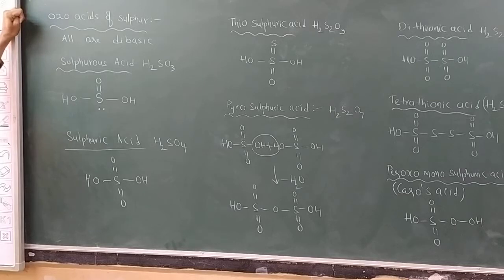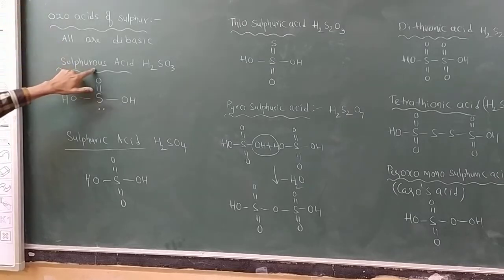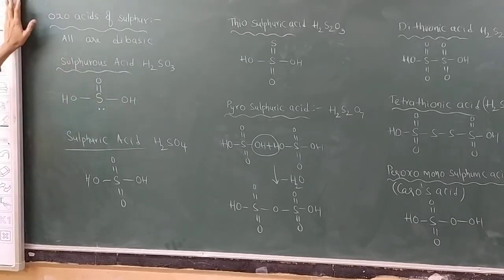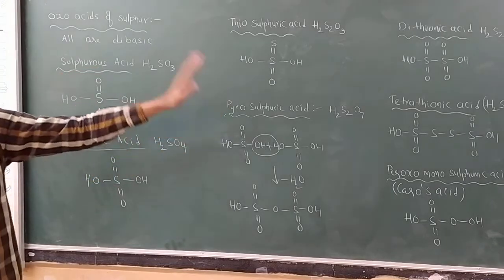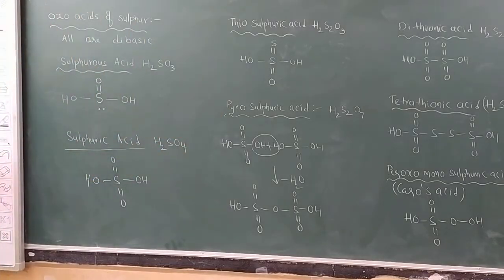And if you observe here, all are dibasic. I will explain what dibasic is when we discuss the structures. And all are sp3 hybridized except one acid; the remaining are all tetrahedral in shape and all are sp3 hybridized.